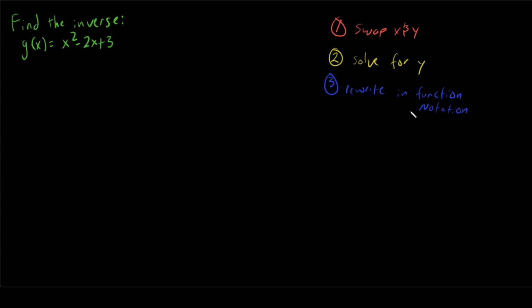All right, so let's go ahead and do these 3 steps with this lovely quadratic. First thing we're going to do is swap x and y. So let's do that. We got x equals y squared minus 2x plus 3. This is our first step. Our second step is going to be solving for y. So what we got to do is we got to complete the square.